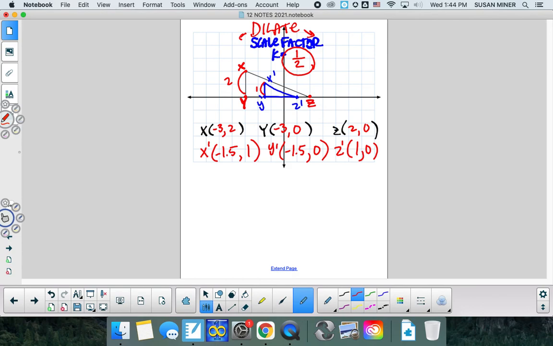All right, so I can make my image bigger. I can make my image smaller. My scale factor literally tells me how many times bigger or smaller to make my image. Okay.